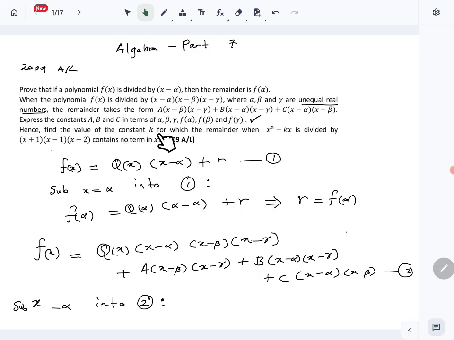Right. So now the last part. Find the value of constant k for which the remainder, when this is divided by this cubic divisor, contains no term in x. So the remainder will not have x in it. So there will be no x term in the remainder. So look at the divisor. The divisor is of this form, no? The form we just did. So the remainder would have this form, right? For a divisor of this type, the remainder has that form.